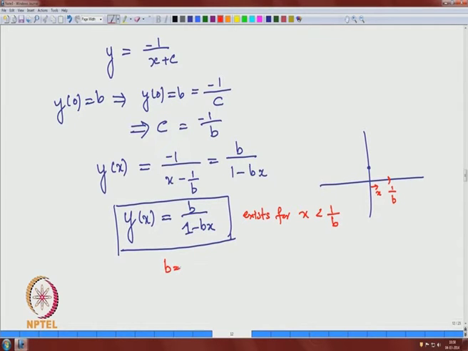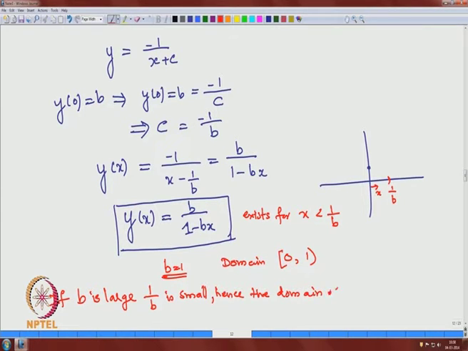So for example, if b is equal to 1, then the domain of solution is 0 to 1. But if b is a very large number, so if b is large, so 1 by b is small, and hence the domain of existence from 0 is a very small interval.